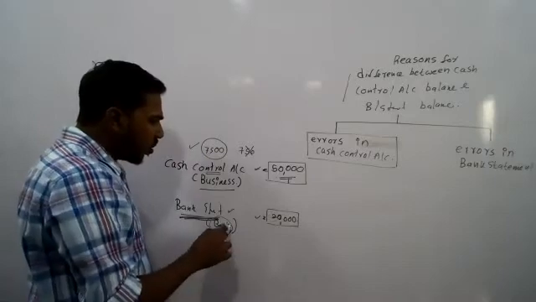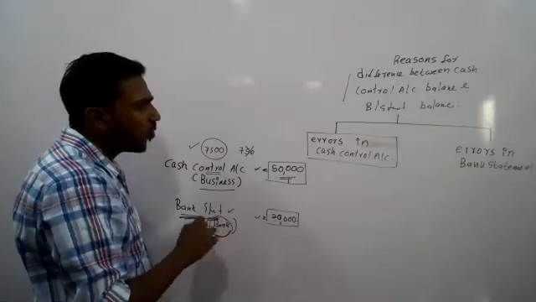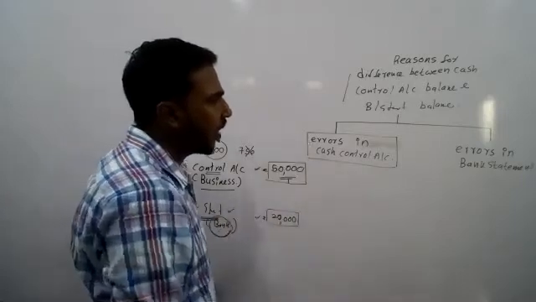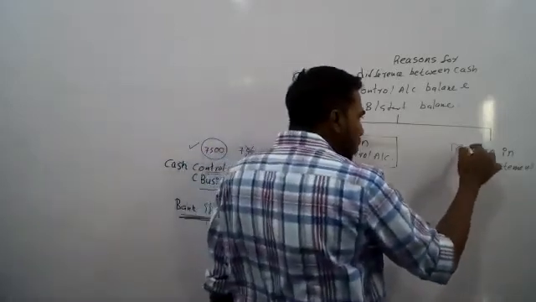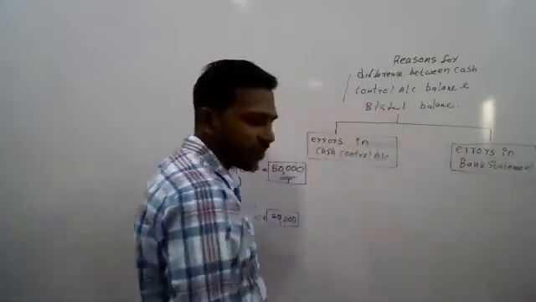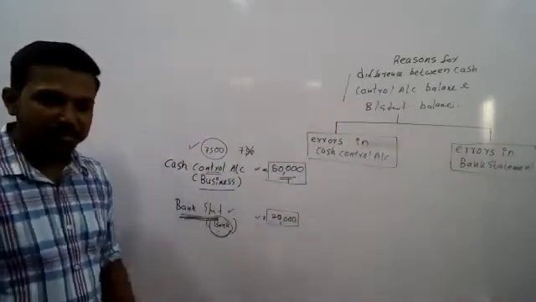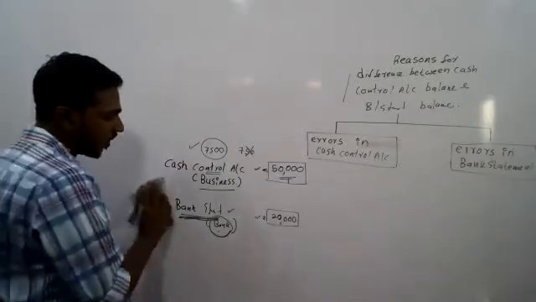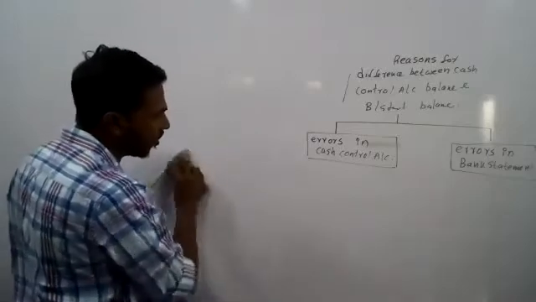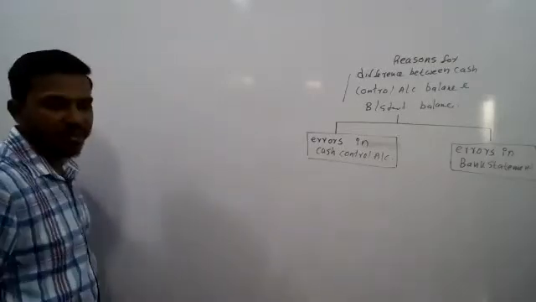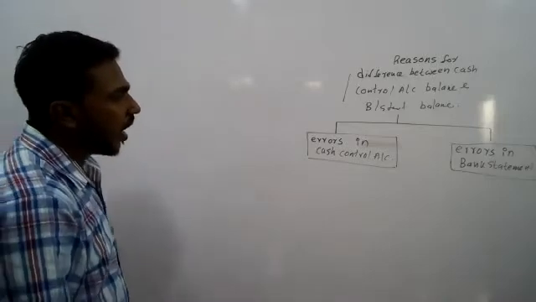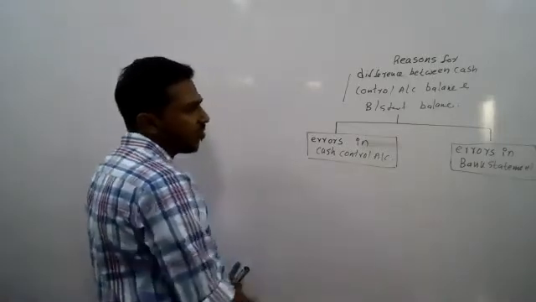So errors come because of two reasons. One is errors in cash control. The other one is errors in bank statement. Right? So now one is errors in cash control account, the other one is errors in bank statement. You have to identify what are the errors in cash control account.